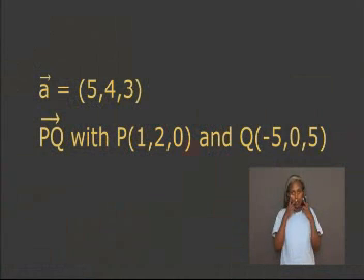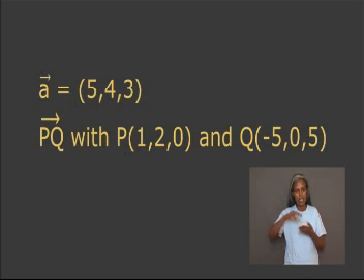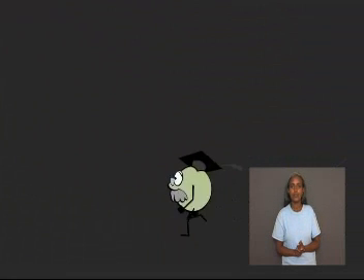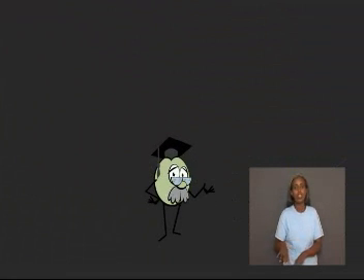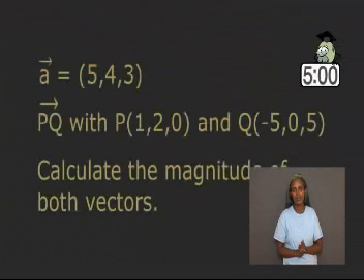Observe these two vectors. The first vector has its initial point at the origin. The second vector does not. Using what we have learned, please calculate the magnitude of both vectors. You may begin now. Students, let's get ready. Begin.